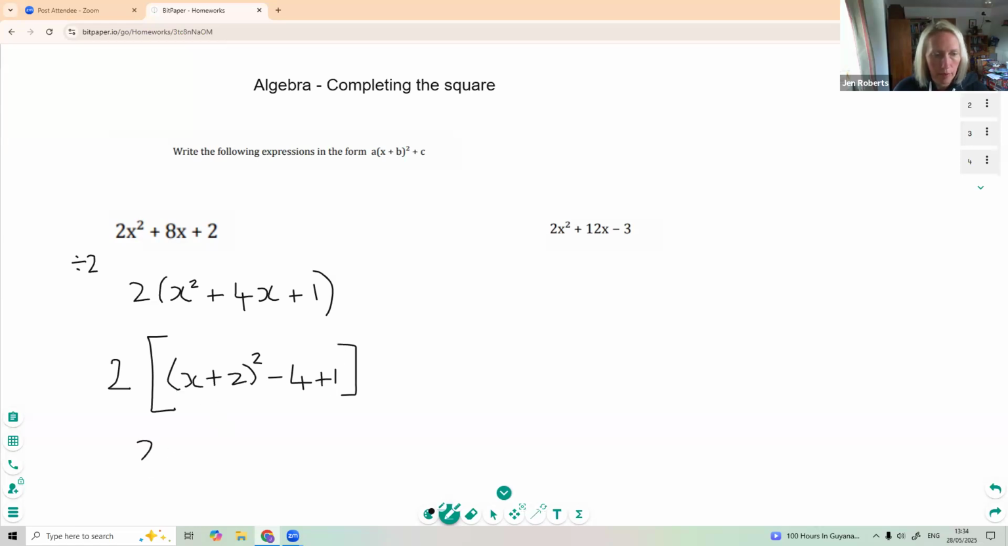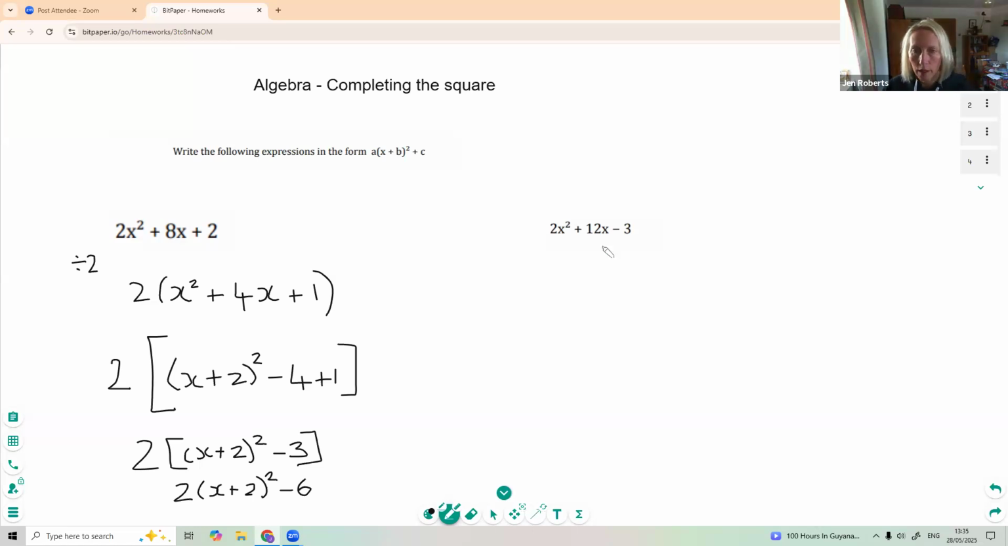I'm going to simplify this. Minus 4 plus 1 is minus 3. And then I'm going to expand the big square bracket by multiplying everything by 2. Two times minus 3 is minus 6.